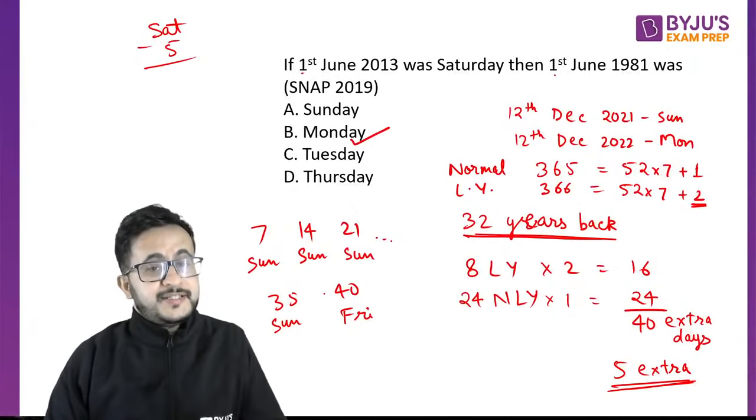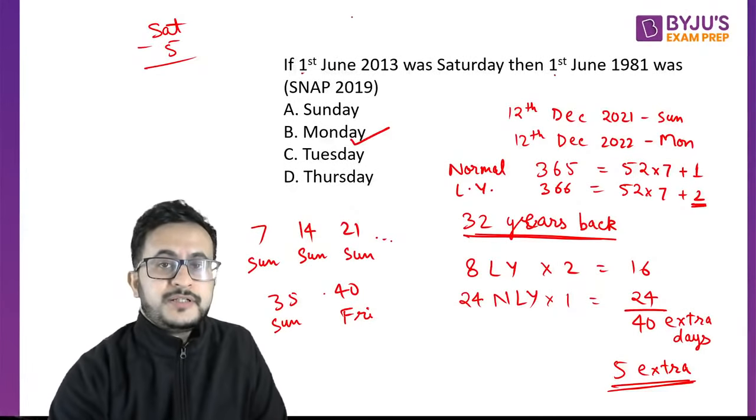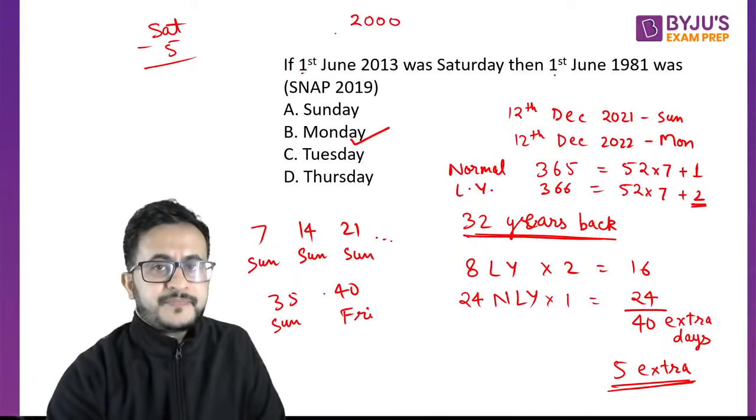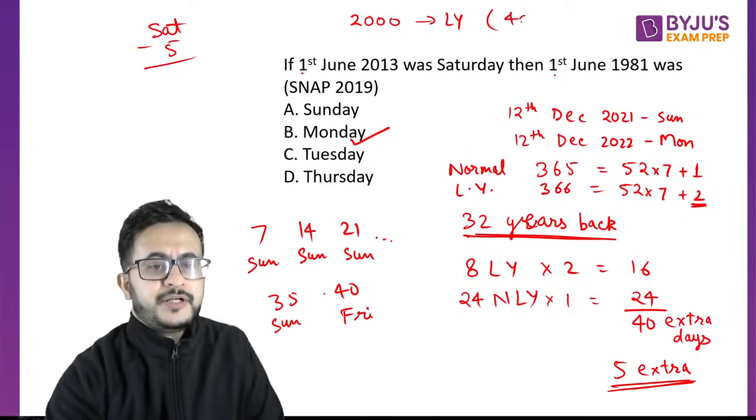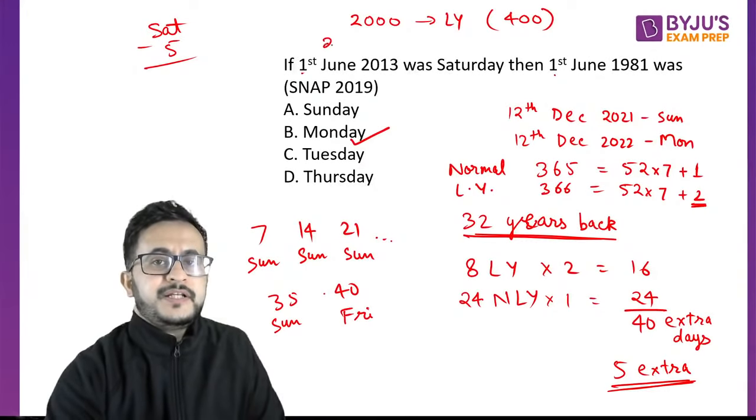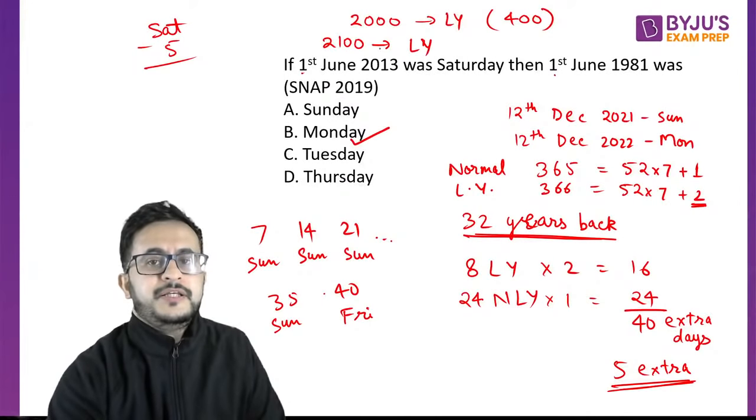2000 is a leap year. 2000, see, when you have a century, right? 2000 is a leap year because it is divisible by 400. It is divisible by 400. Okay. If let's say 2000 not, 100 will not be a leap year.